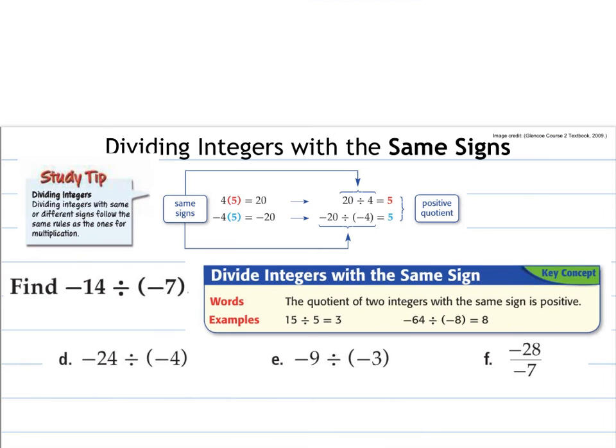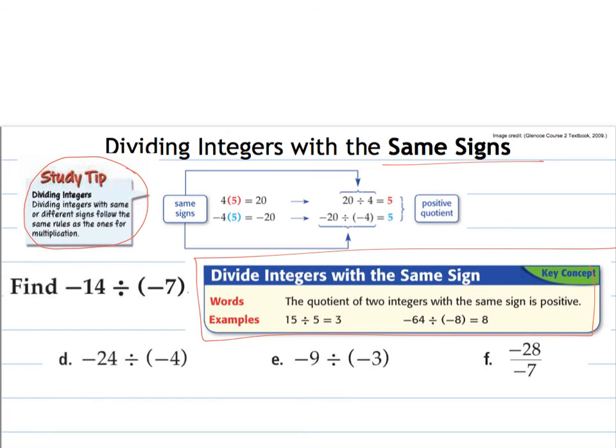Way to go. So now same signs, last little bit of normal stuff before we get to expressions. So again, dividing integers with the same or different signs follow the same rules as multiplication. Okay? So we have this rule. We have the same sign. So a positive divided by a positive will be positive, and a negative divided by a negative will also be positive. That got a little messy.